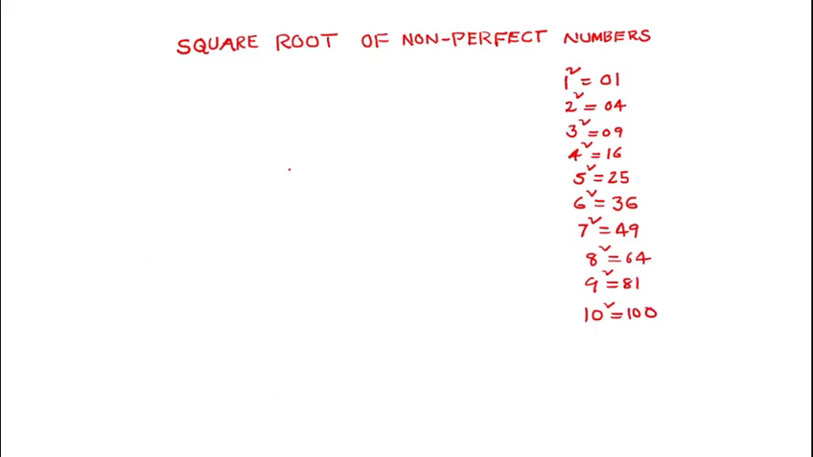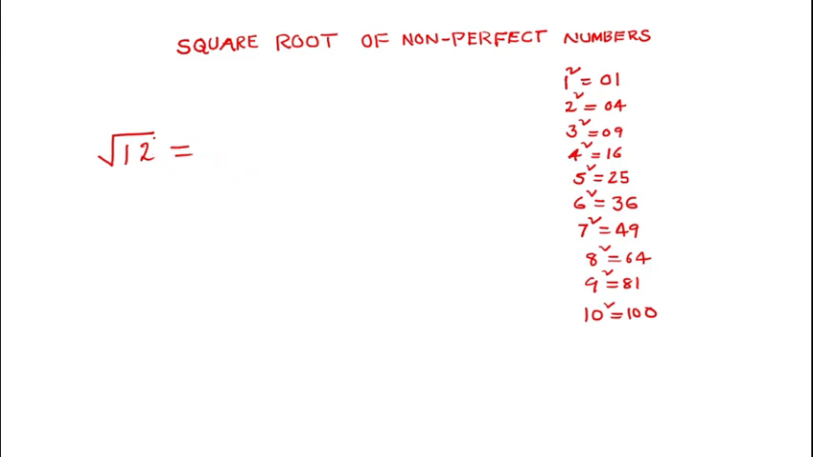Friends, we know how to find the square root of a number, but if the given number is not a perfect square, then how do we solve it? Yes, today we will solve those types of questions. We know the squares from 1 to 10, and let's see the number given is the square root of 12. How do we solve the square root of 12? It is very simple, friends.